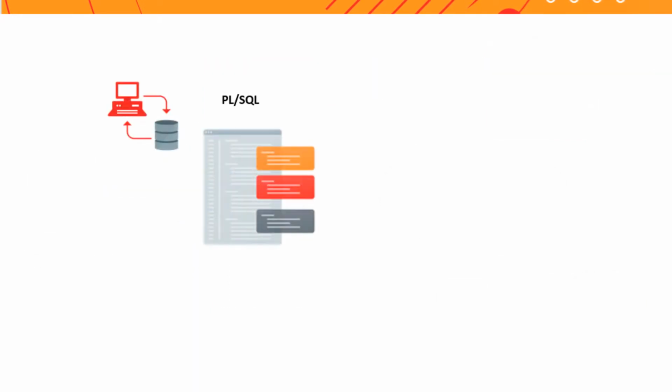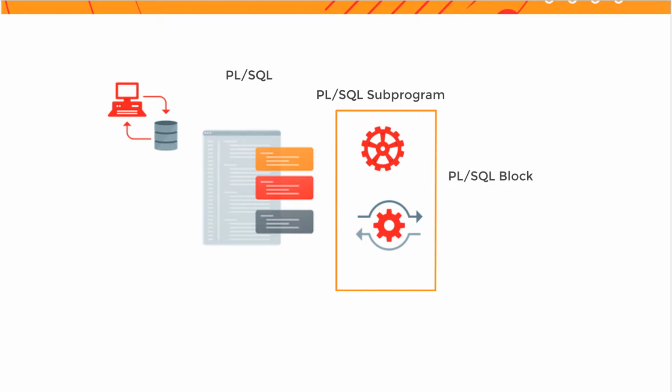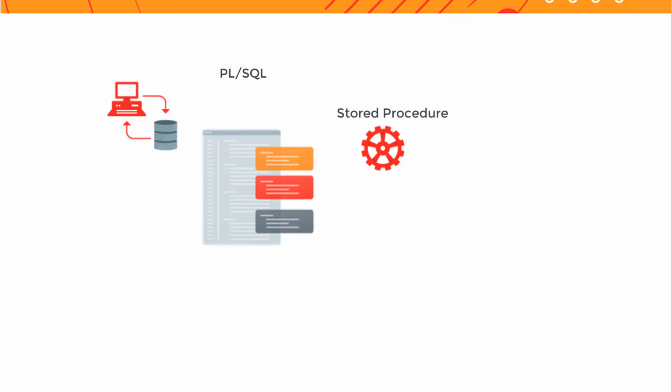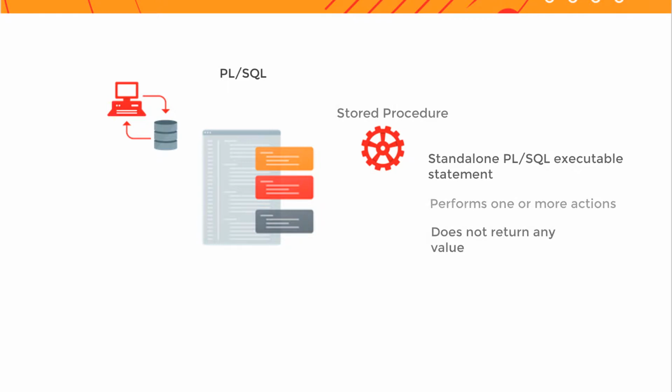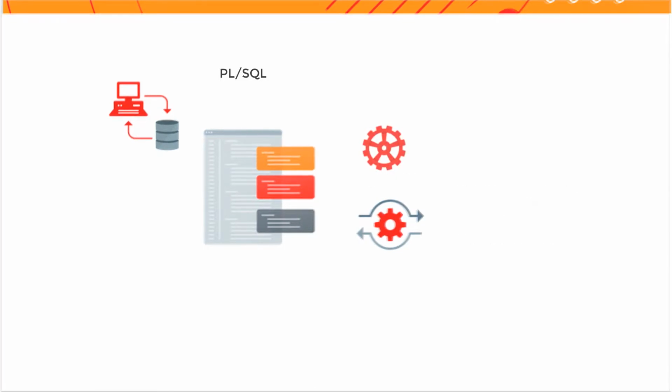Let's quickly summarize what a subprogram is. A subprogram is a PL/SQL block. There are different types of PL/SQL blocks. In this lesson, we will learn about stored procedures and functions. A stored procedure is a standalone PL/SQL executable statement that performs one or more actions. It does not return a value. A function is also a PL/SQL executable statement. A function always returns a value, and this differentiates it from a stored procedure.